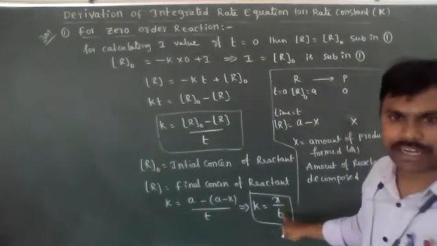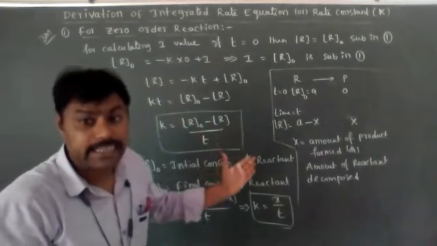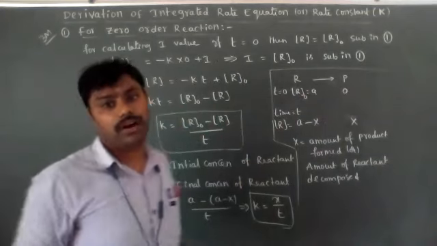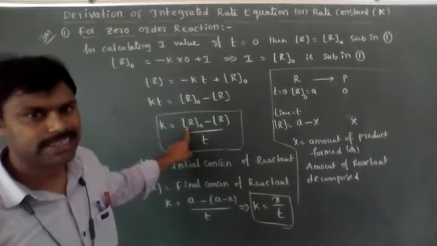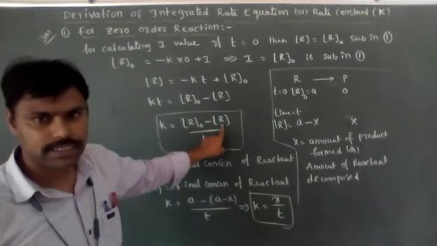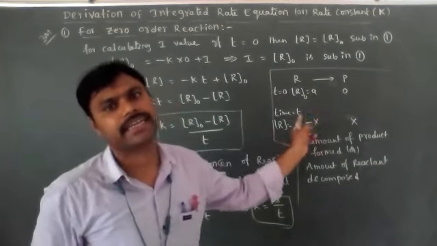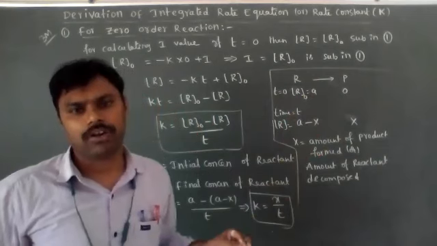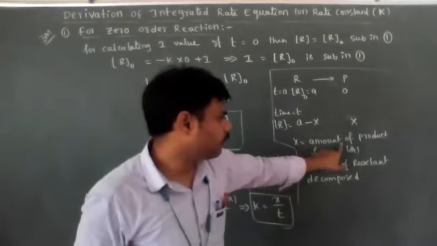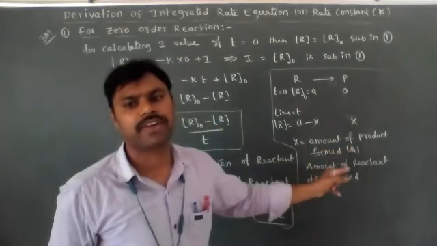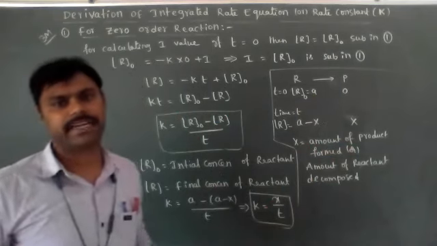K is equal to X by T is also the formula for a zero order reaction. In that case, what is X? X is the amount of reactant decomposed or the amount of product formed. In place of R naught I used A, small a, meaning initial concentration. The final concentration of reactant is A minus X, where X is the amount of reactant decomposed or converted into product. Just substitute, then K we got is X by T.